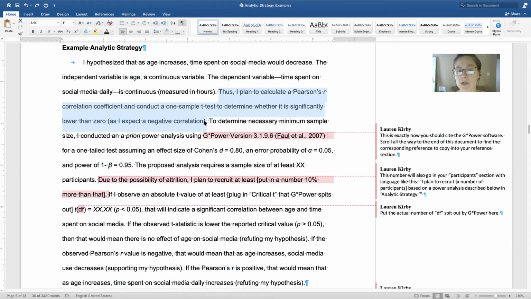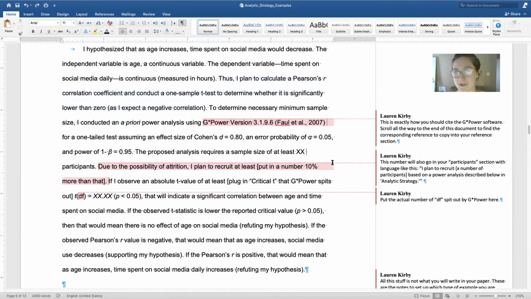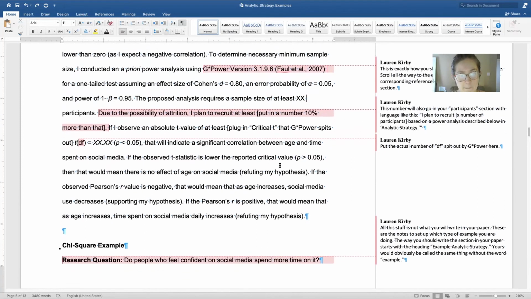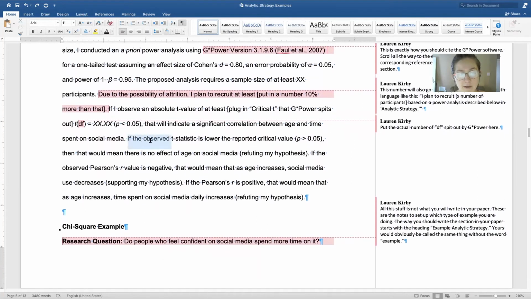So do your best, but I'm not going to be very strict about this section looking too similar to my writing, because I wrote it this way for you for a reason. It's almost like a formula where you could just plug your variables into it and go. So do your best to paraphrase, but that may not be very possible here, and that's totally okay. Like here where I say if the observed t statistic is lower than the reported critical value, that would mean, that's kind of cumbersome. You could reword it to say a t statistic lower than the reported critical value would mean, so you could take out a few of those words.